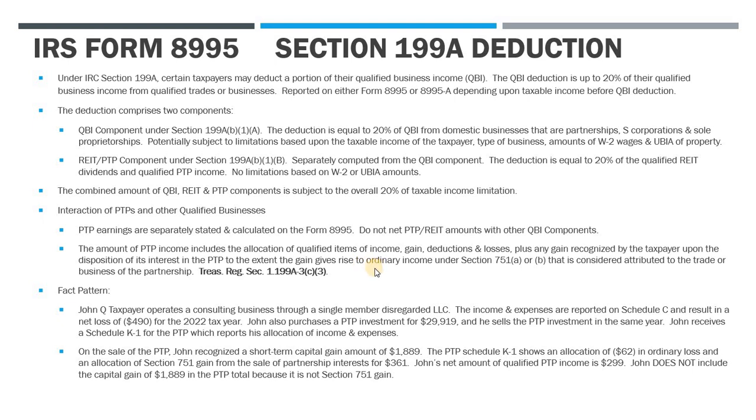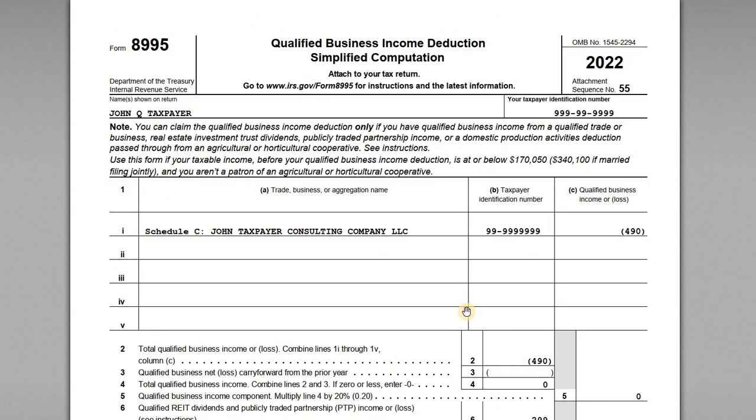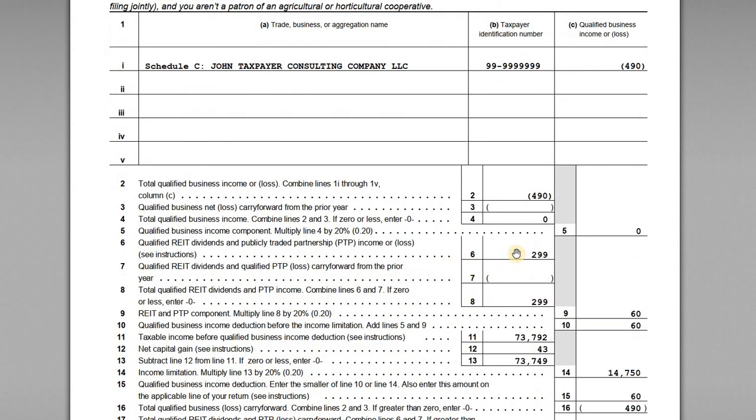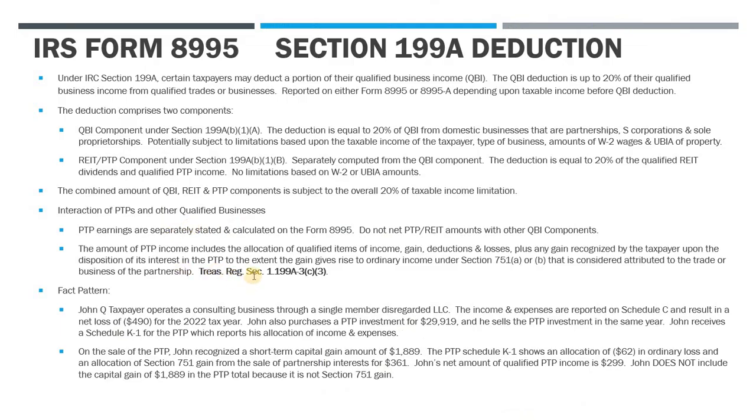Now, what goes into that PTP number? When we look at the 8995, what we're referring to is this item here on line 6, right? So if we're going to have an income amount from PTP, what amount is reported here on line 6? That amount under the regulations includes really two things. The first one is the amount of income that's being allocated to you on the K1 that is qualified publicly traded partnership income, right? So it's eligible for this QBI deduction.